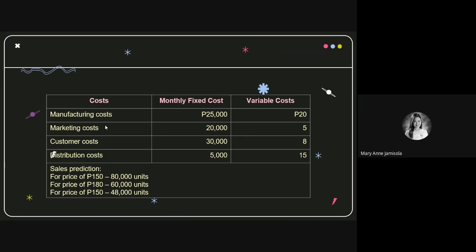Then for the marketing, we have fixed and variable. The same procedure with what we've done for the manufacturing costs. And then customer service. Same procedure, except that.